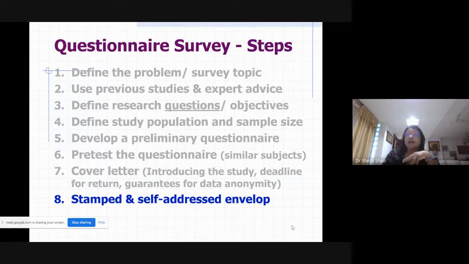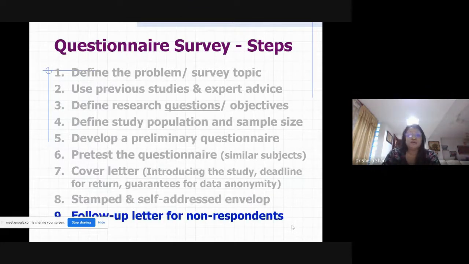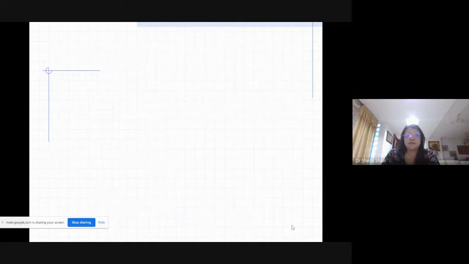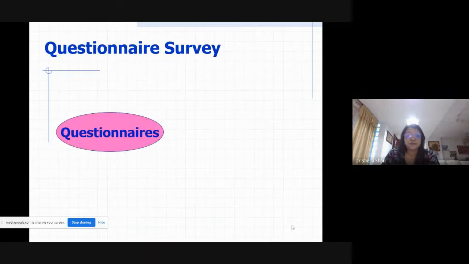If you are using mail, which people don't use nowadays, you need to have this, last time you used to do that self-addressed envelope. As you know, even for a wedding invitation, Malaysians don't like to reply. Imagine research. Follow up letter for non-respondent.